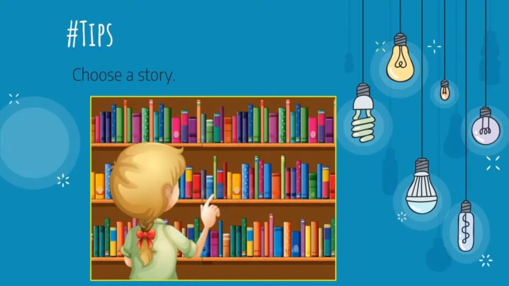Students, tip number one, choose a story. That means we have a lot of story books and we have textbooks. So we can select any story or we can select any lesson from that. For example, we can select any story from our textbooks, that may be English, science or SST, or any other story books, that is our wish. So choose a story from any books or any story books that is our wish. So tip number one, choose a story.